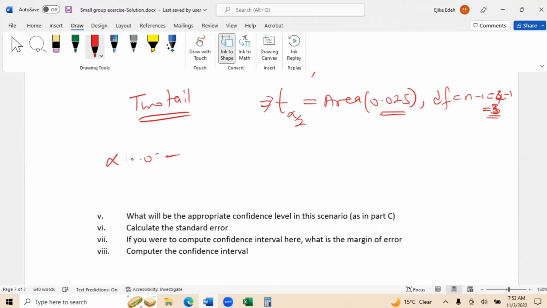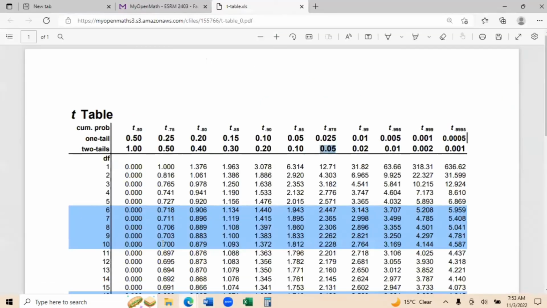Okay, alpha is given as 0.05, right? But if you end up dividing alpha by 2, then you're making it one tail, which gives us 0.025, 0.025, right? So if you're looking for 0.025, that will be under one tail, but if you're looking for 0.05, that will be under two. Okay, so let's go back to that table. So going back to the table, both of them appear in the same place, right?